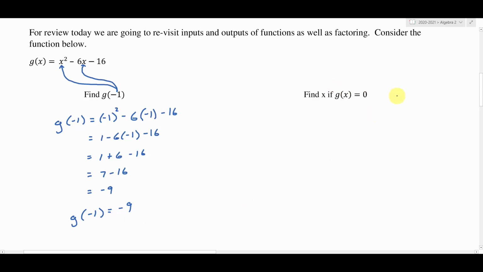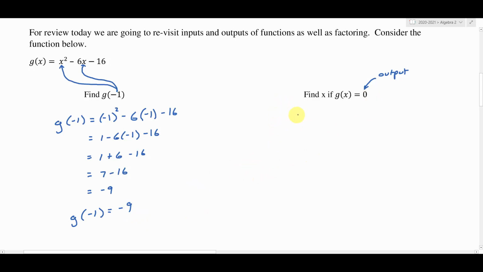All right, let's try this one. Now this one says find x if g of x equals 0. So notice they did not give us the number inside of the parentheses this time. Instead, they gave us the other side of the equal sign. So this is an output. Right? They gave us this number at the end, right? And they want the number at the end to be a 0.